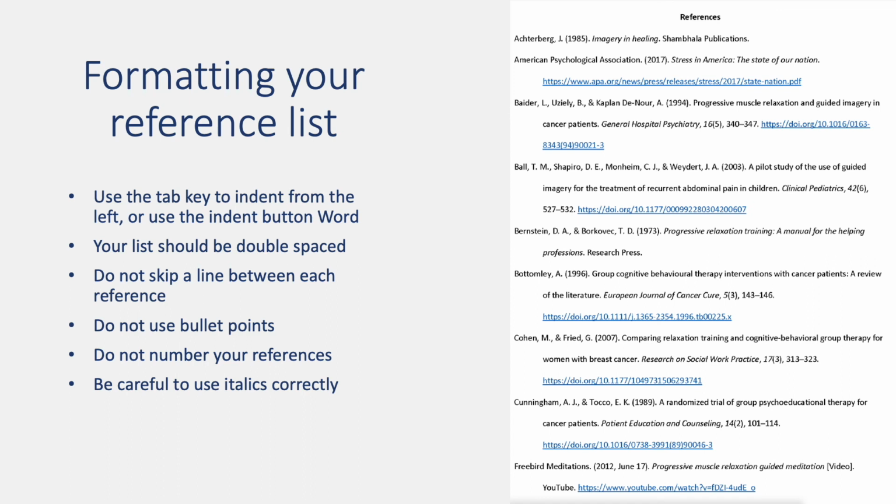And be careful to use italics correctly. The rules for italics are specific to each type of reference, for example, journal articles, books, etc. You can see this sample reference list on the APA Library Guide.